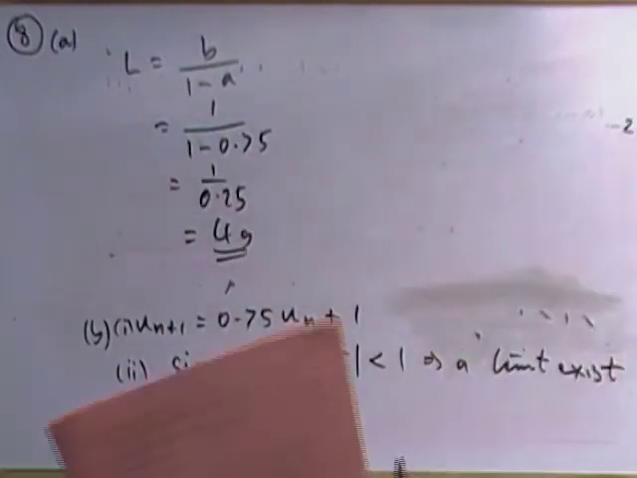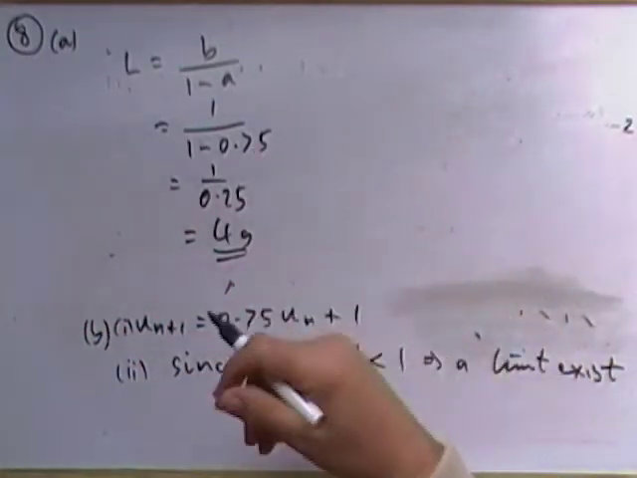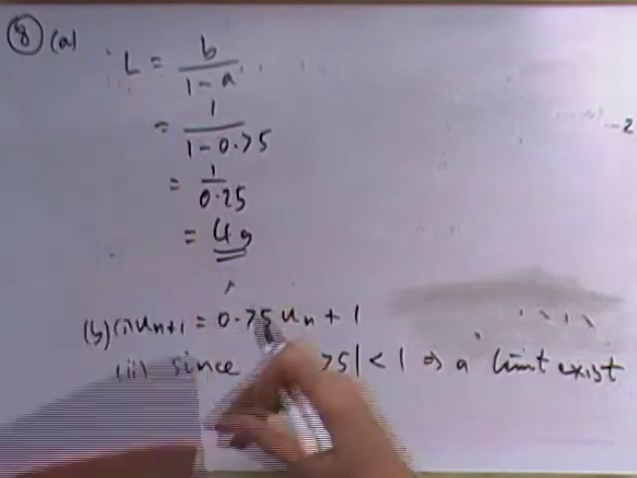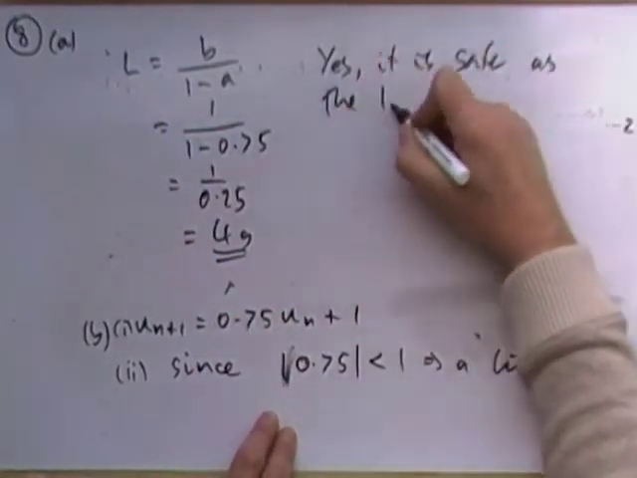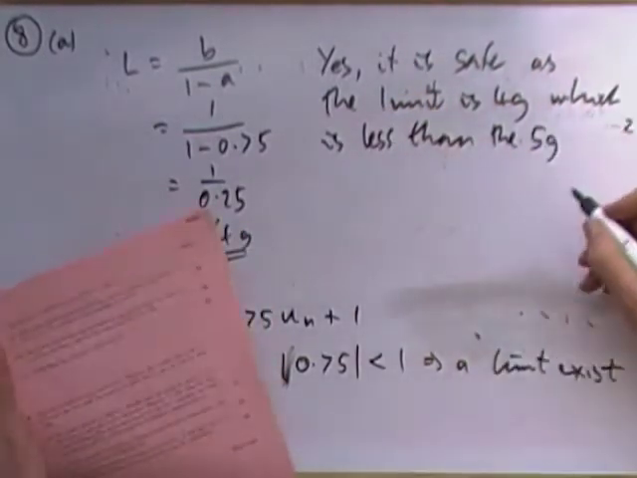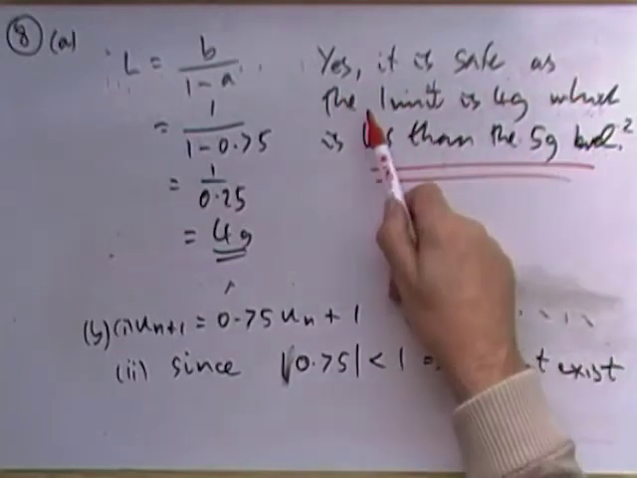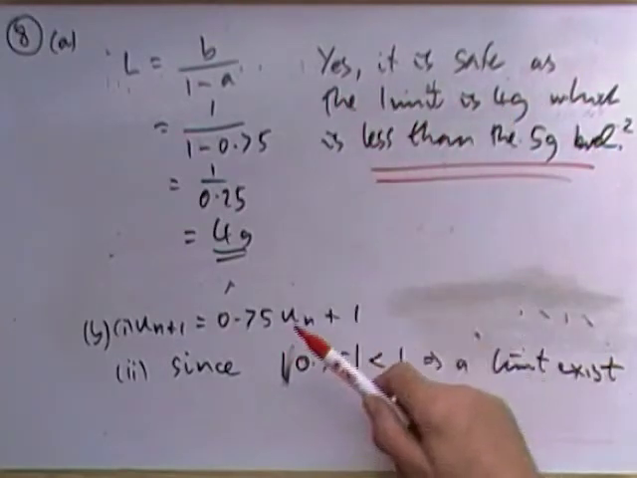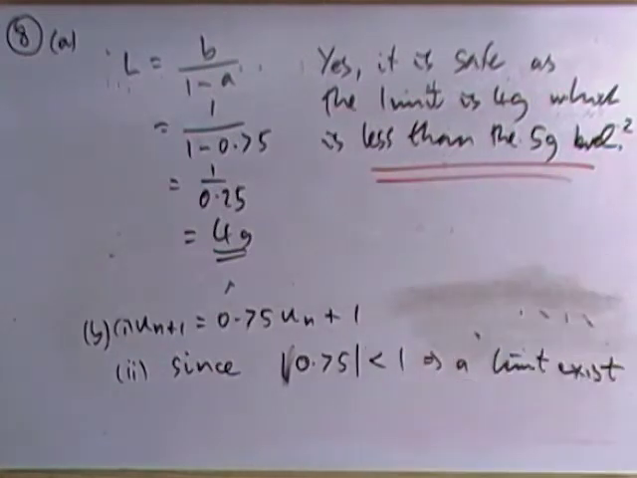Now that's the upper limit. It says it mustn't exceed 5. Well, it's nowhere near it. So the question was again, is it safe? Yes. So you have to say yes. Yes, it is safe as the limit is 4 grams, which is less than the 5 gram level. Well, you can be more exact and say, yes, it's safe as the maximum limit is 4 grams, because it goes between 4 and 3 all the time, which is less than the 5 grams level that would have been dangerous.